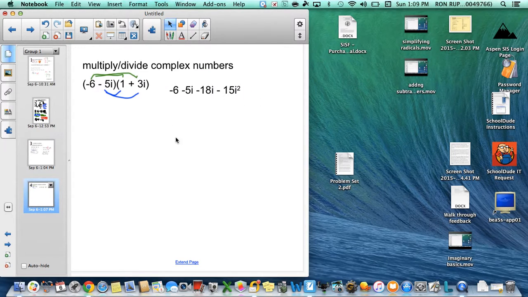Again, this is one of those problems to where if you have a really hard time with this, you can change the i's to x's for now, distribute it out, and then anywhere there's an x, change it back to an i. So now we combine like terms. Negative 6 combines with nothing. Negative 5i and negative 18i becomes negative 23i.